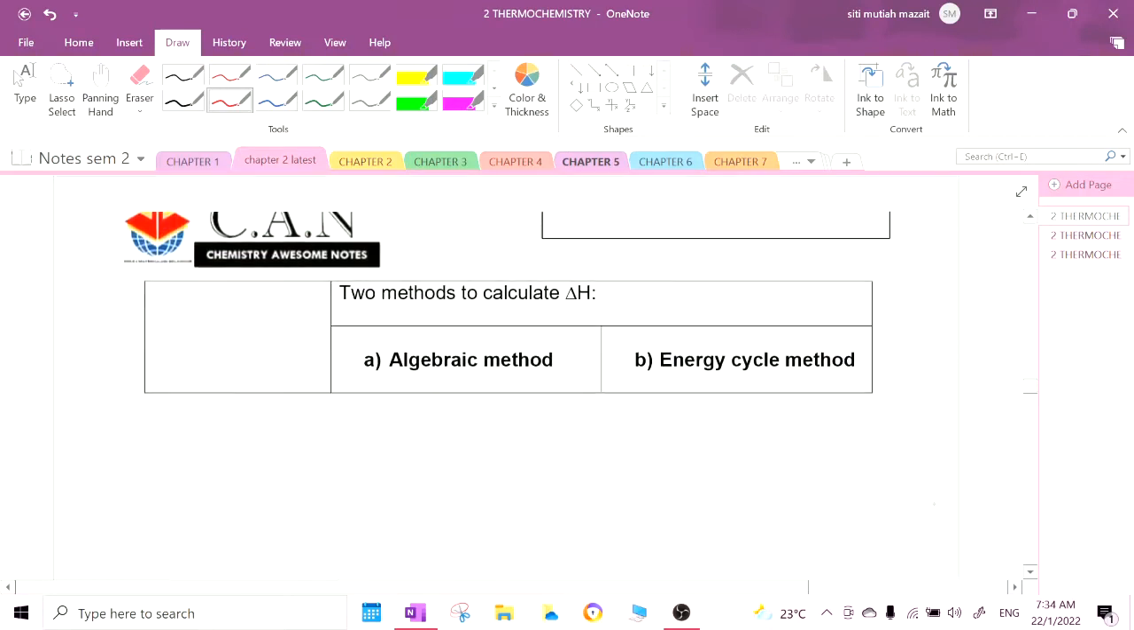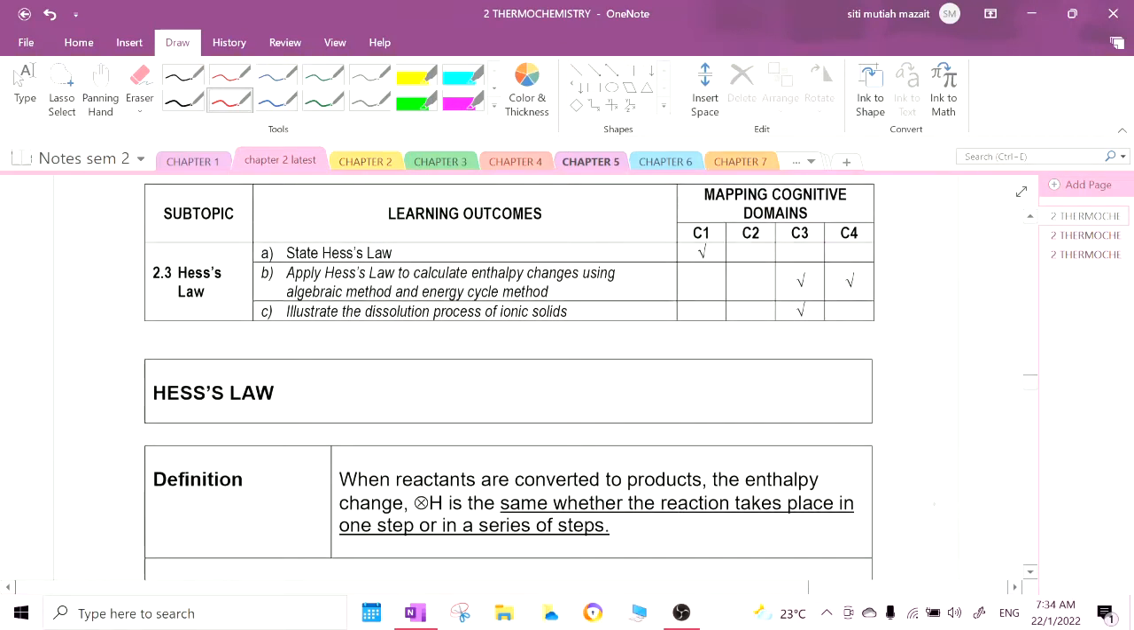So hari ini Meda akan explain about the subtopic 2.3 Hess law. At the end of the lesson, you should be able to state the Hess law, and apply the Hess law to calculate the enthalpy changes using the algebraic method and energy cycle method. C, you have to illustrate the dissolution process of ionic solid.